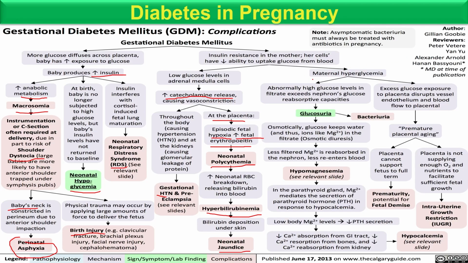There is a hyperglycemic condition, because there is no uptake but high glucose in the blood, which causes glucosuria, meaning the glucose is coming out in the urine, which can cause bacteriuria, meaning bacterial development. A high level of glucose is followed by hypomagnesemia, which is followed by hypocalcemia due to parathyroid activation. And excessive glucose causes premature aging of the placenta, so the placenta cannot support the fetus to full term. That's why preterm or prematurity or fetal demise is common, and intrauterine growth restriction or retardation is common. So this is a summary of how the complications are occurring in diabetes.